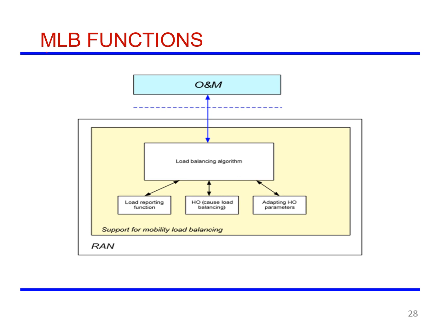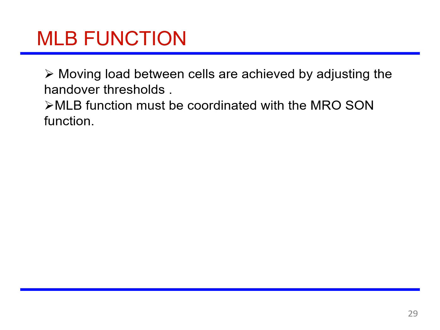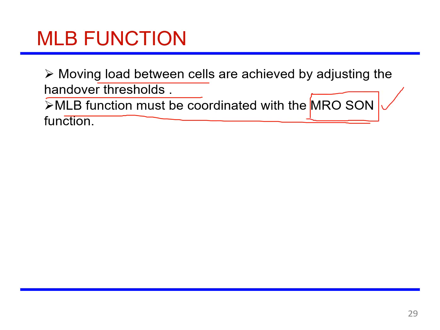So, what are the MLB functions? The algorithm will be doing these three functionalities. Load reporting will be done to the SON NMS, handovers will report the number of handovers, and it will adapt the handover parameters also. So, the MLB function will adjust the load between the different cells by adjusting the handover thresholds automatically. And the MLB function will be coordinating with the MRO. They should coordinate with each other in order to perform the handovers and load balancing.